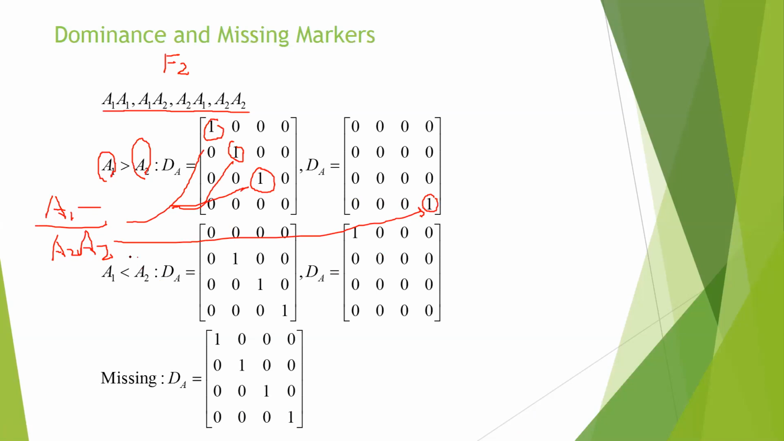Or the other way. If the dominance and recessive relationship is reversed, you have to use a different design matrix to denote the genotypes for each individual. If missing, this is a very terrible situation. If you do not have any information about the genotype, then you put this here to represent a missing genotype. Any questions?